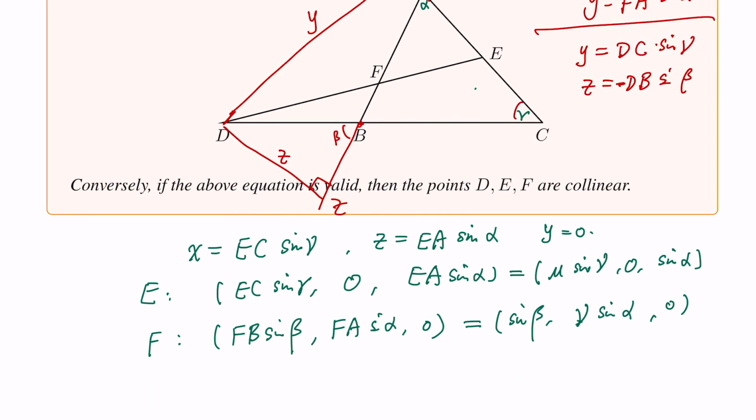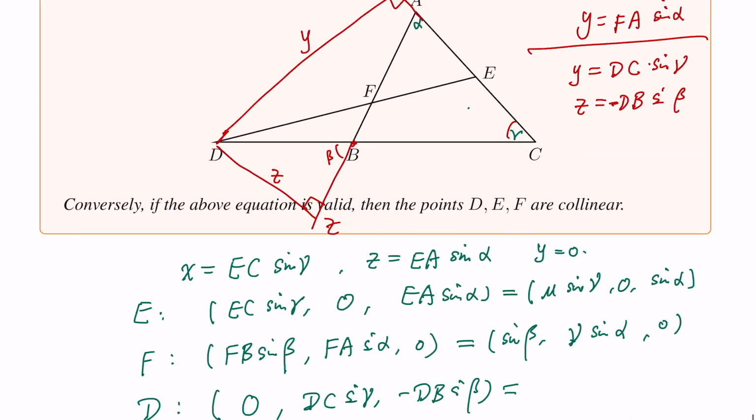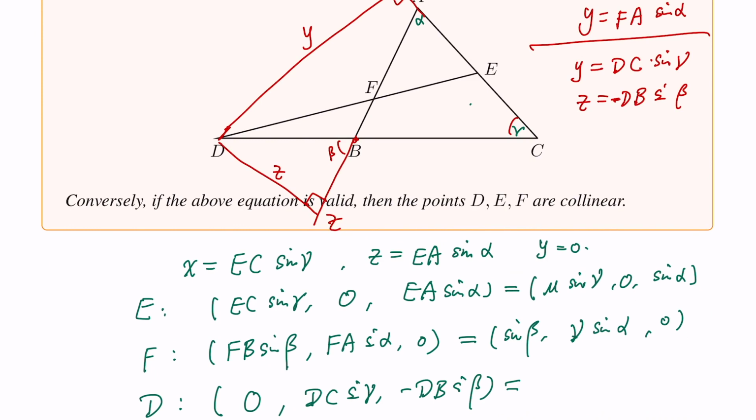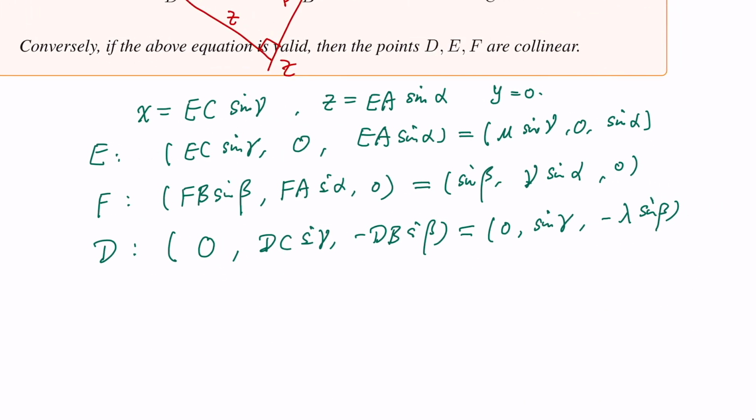So let me write out D, which is 0, DC sine gamma, negative DB sine beta. And we know that BD over DC is equal to lambda. So I divide by DC on both sides, and I will get 0, sine gamma, negative lambda sine beta. Okay, very good. Now let's compute the determinant of the matrix obtained by these 3 points.